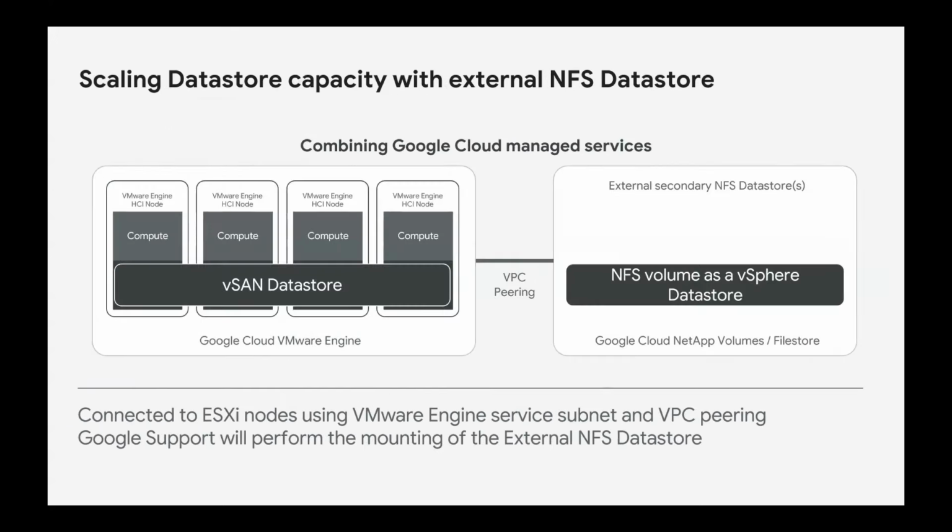Here's a high level overview. There are two services: VMware Engine with its embedded vSAN datastore and Google Cloud Filestore, or Google Cloud NetApp Volumes, which can host NFS volumes for use as datastores. They connect using VPC peering, so network latency and bandwidth between VMware Engine and the file service need consideration.